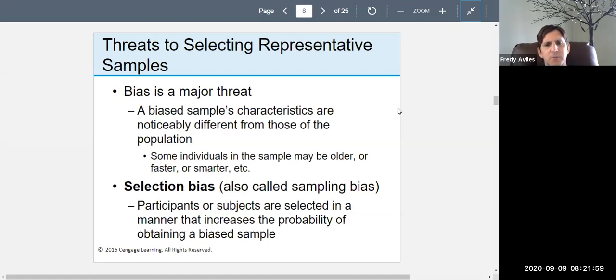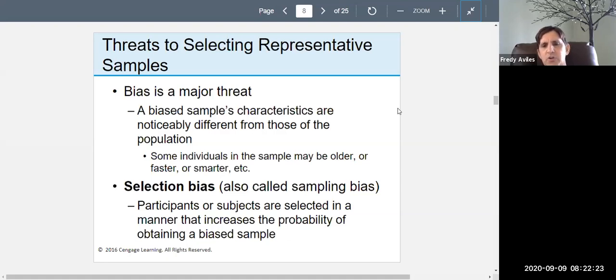Bias is a major threat, and I kind of mentioned this already. You may have what's called a biased sample. A biased sample has characteristics that are noticeably different from the population. So some individuals in the sample may be older, faster, smarter, whatever it is, and that can represent a biased sample.